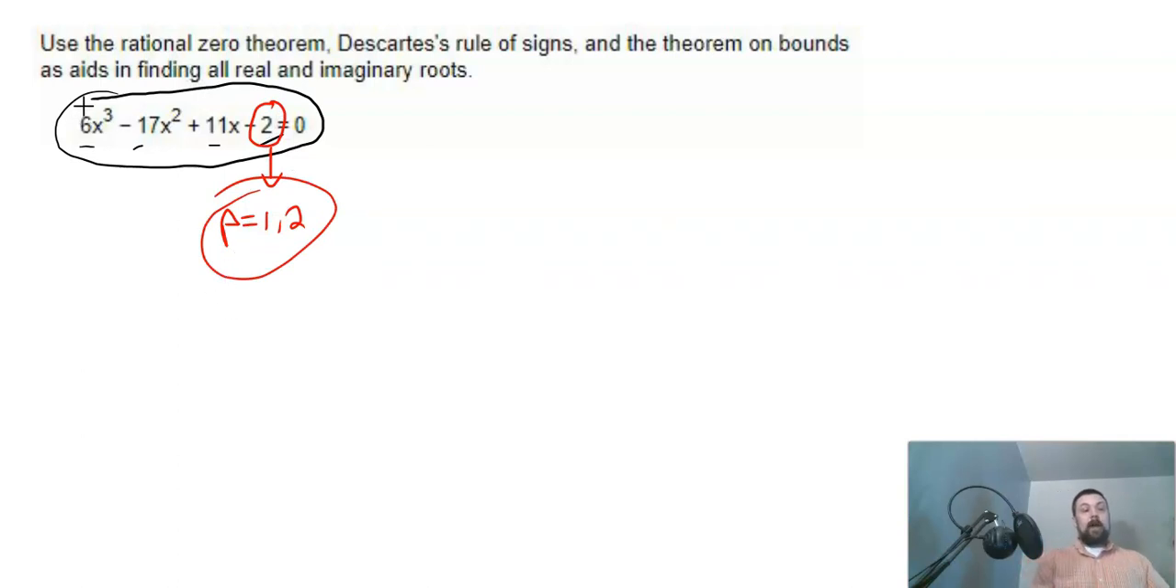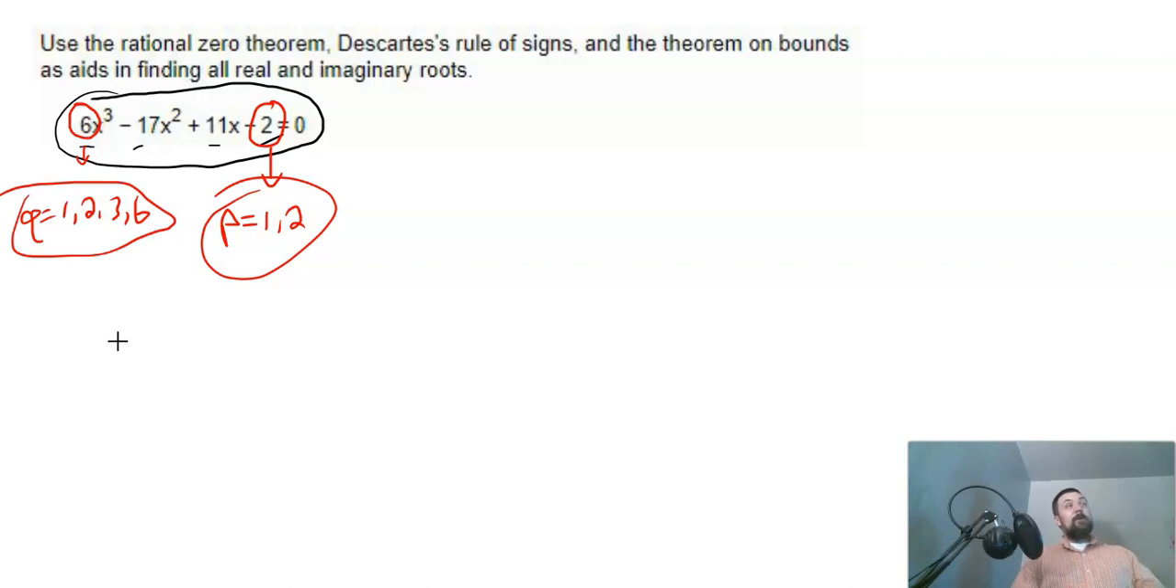Q has to be a factor of the leading coefficient, which is 6 in this case. What are the factors of 6? We have 1, 2, 3, and 6. That's kind of bad. That's kind of a lot of numbers for Q. And when there's a lot of numbers for Q, it means fractions. You're going to be dealing with probably a lot of fractions in your list of guesses.